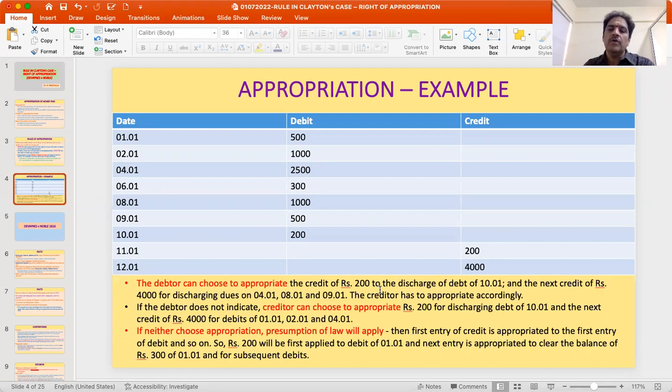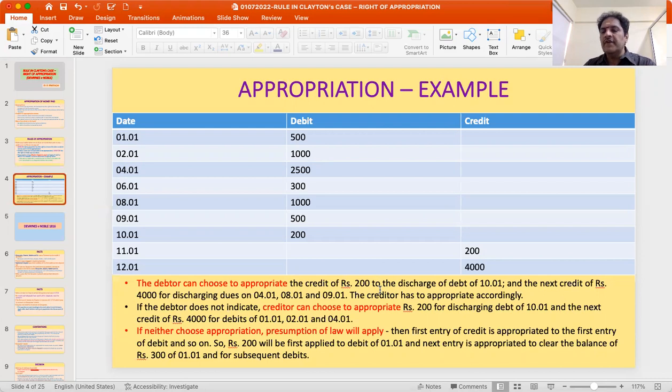So what he would do is first appropriate it for, say, 200 rupees. He will strike out those two transactions, but he will use the amount of 4,000 for the first, second, and fourth. This way he could have a choice in terms of which transactions he would appropriate the money into. But if neither the creditor nor the debtor uses the money, then the presumption of law, which is as per the rule in Clayton's case, will apply.